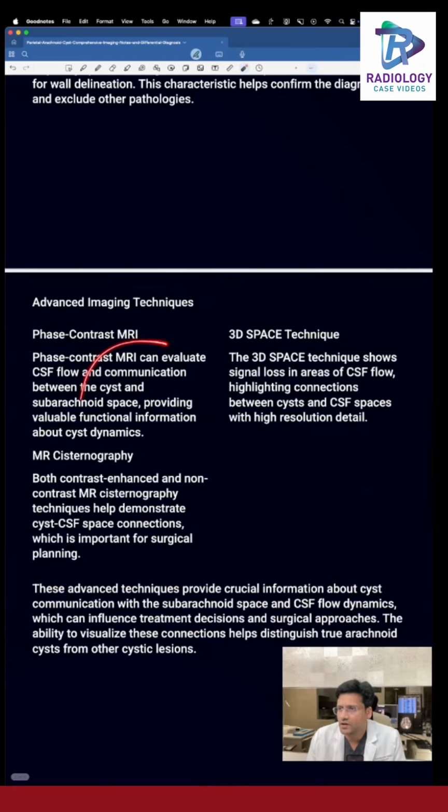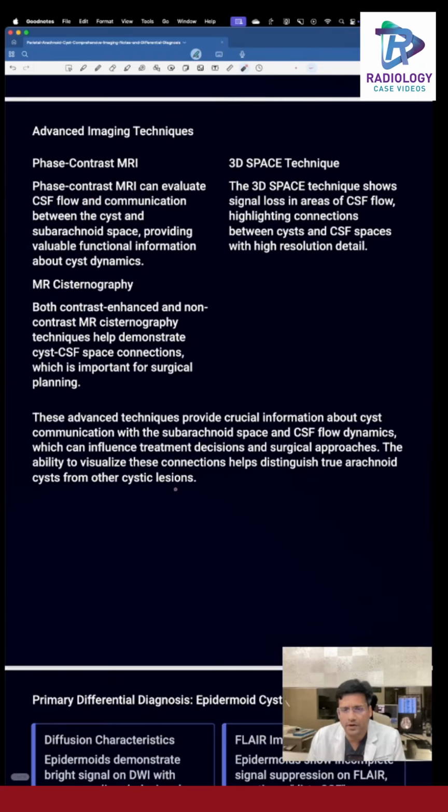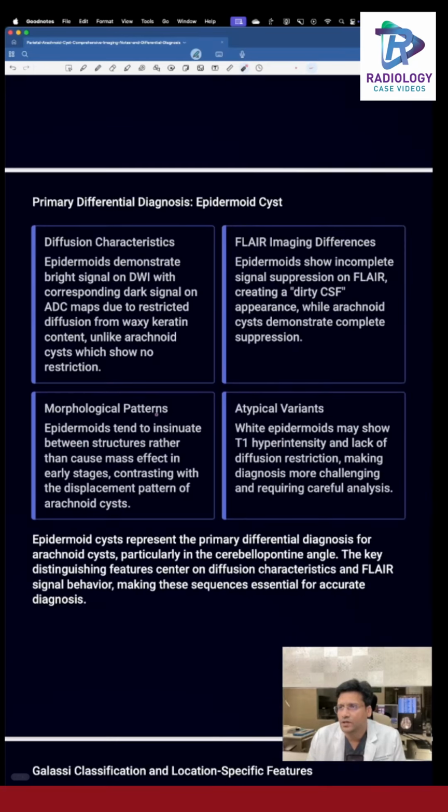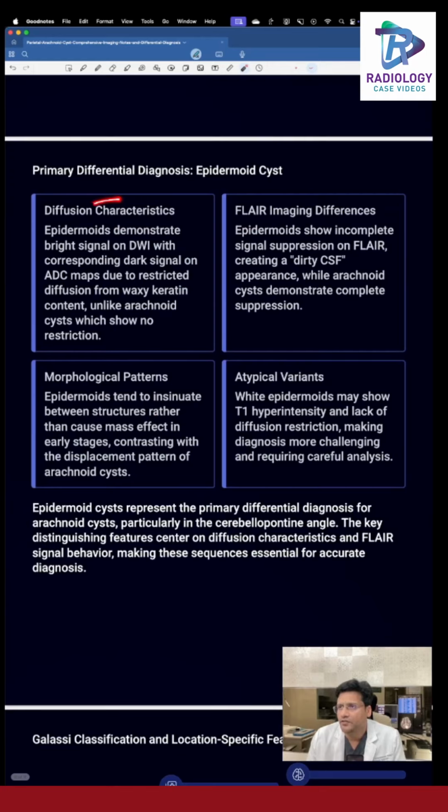Phase contrast can also help us to identify some flow. Some arachnoid cysts communicate with the ventricular system and there will be flow within the arachnoid cyst. Those are called communicating arachnoid cysts. Diffusion restriction will be there in the closest differential diagnosis, epidermoid, but not in the arachnoid cyst. On FLAIR, there will be debris and a dirty CSF appearance in dermoids or epidermoids, unlike the arachnoid cyst.